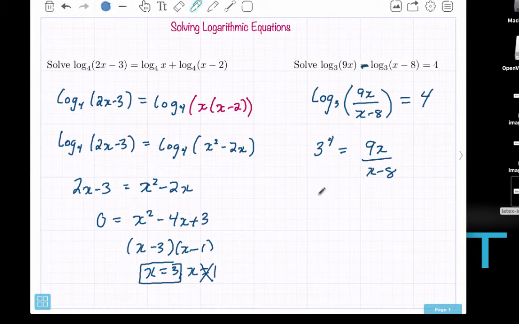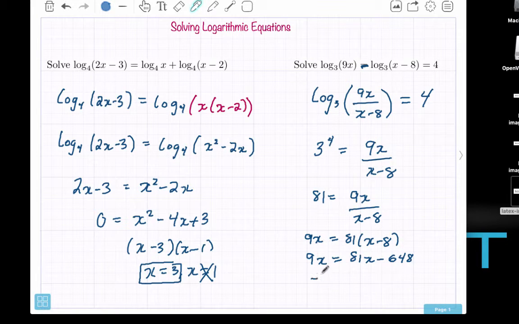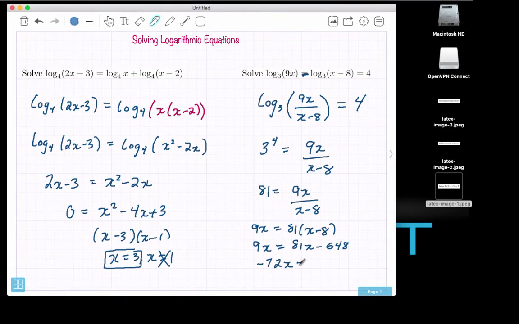Okay, and now we have to simplify, so we get 81 equals 9x over x minus 8. And continuing to simplify, if we cross multiply, we get 9x equals 81 times x minus 8. Okay, and we distribute, and you have 9x equals 81x minus 648. Okay, so that means negative 72x equals negative 648. And so x is going to equal 9. So that solution does work.